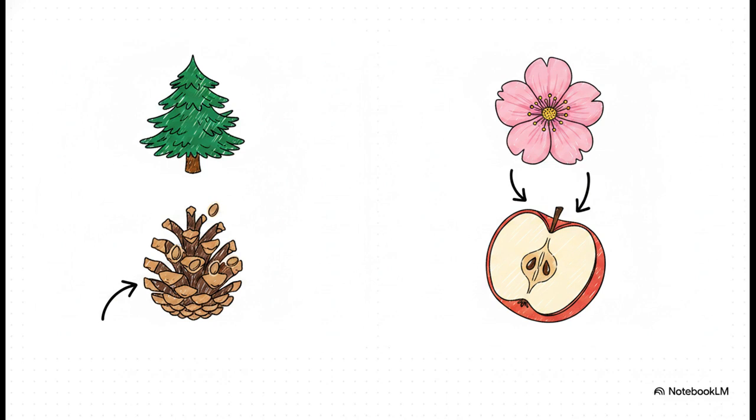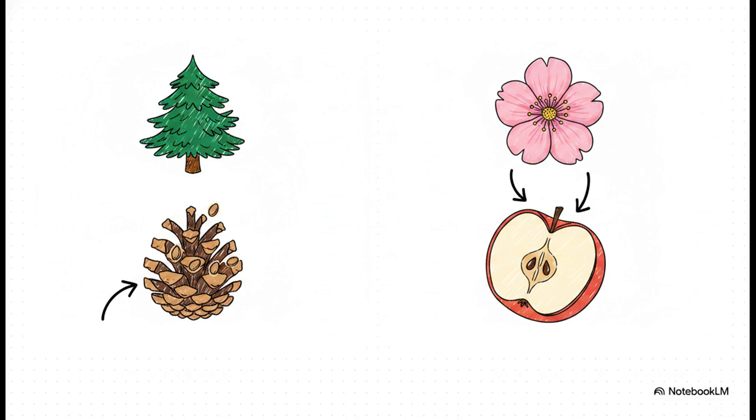Gymnosperms, which literally translates to naked seeds, scandalous, I know, have ovules that are completely exposed both before and after fertilization. They rely on a single fertilization event. Angiosperms, the flowering plants, are entirely different. Their seeds are safely enclosed within fruits, and their ovules develop inside highly specialized structures called flowers.